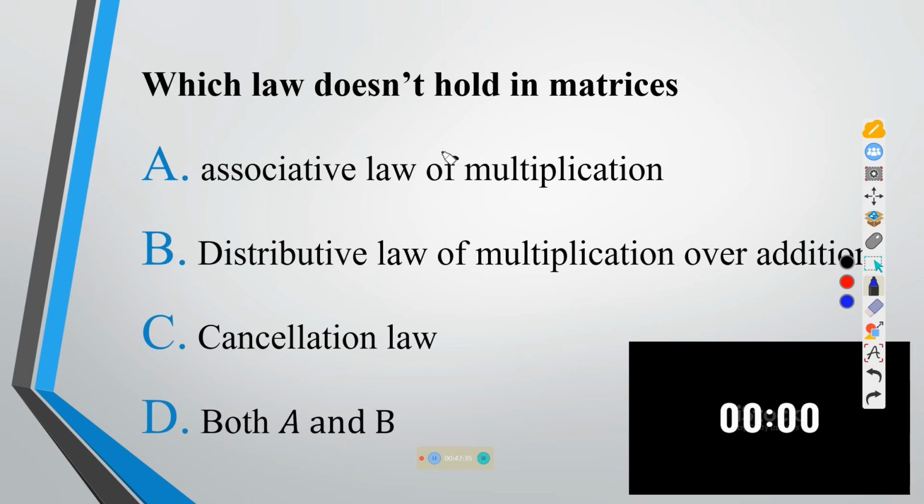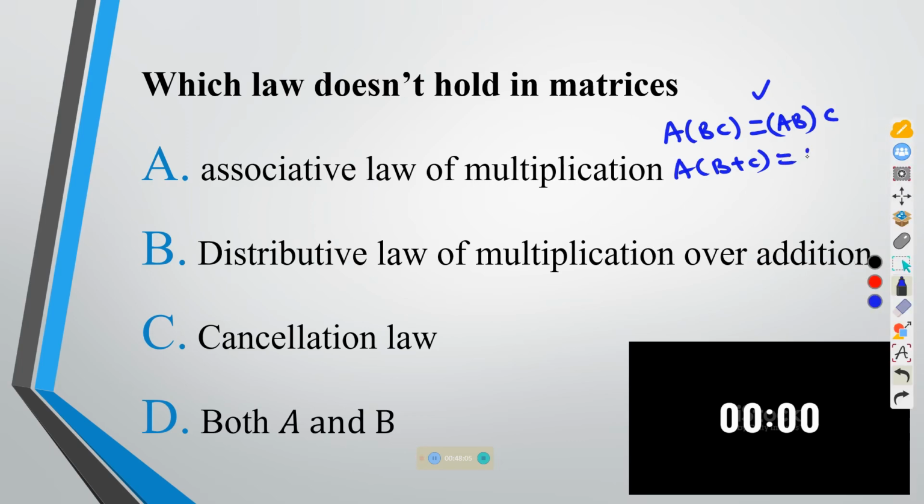A, we have the associative law of multiplication. B, the distributive law. So we shall look at each of these. Associative: if you have A(BC), is this the same as having (AB)C? This is true. This one holds. If you have A(B + C), that is the distributive law of multiplication over addition. Is it the same as having AB + AC? This is also true.